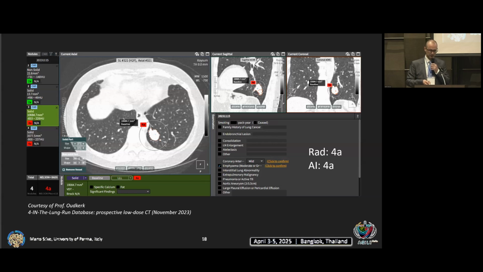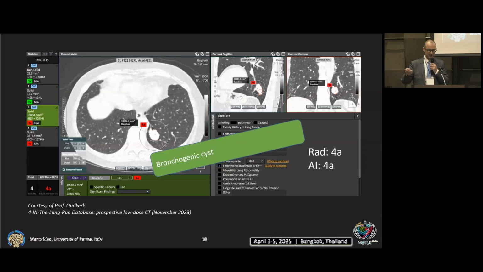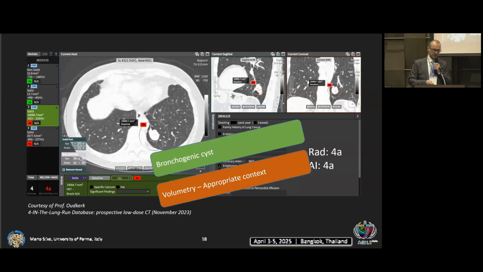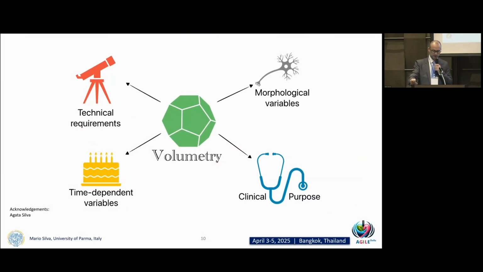But within this kind of setting, actually, volumetry is not needed. It is not needed. This goes beyond volumetry. This goes to metabolic evaluation. And I wanted to bring this very case because at the end of the day, this showed up not being a cancer, because we know we have limitations. So let us put volumetry in the appropriate context. What is the appropriate context of volumetry? So we have to take into account several factors, including technical requirements, morphological variables, time-dependent variables, and of course, the clinical purpose of what we are doing.